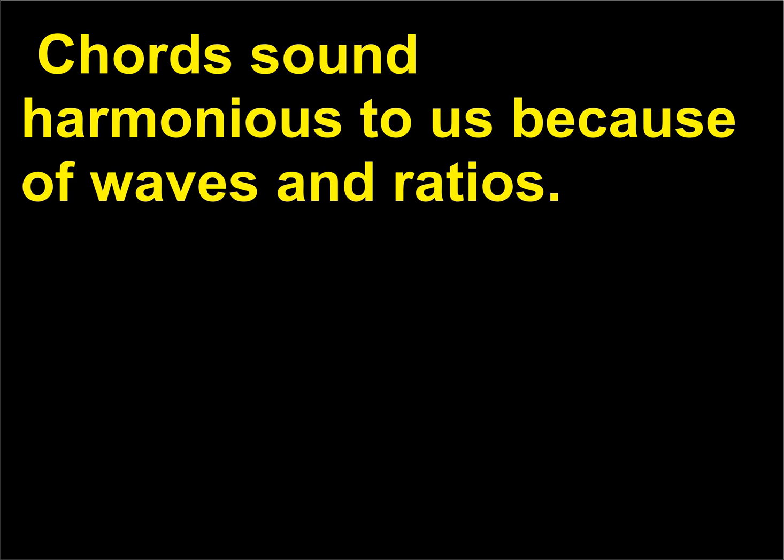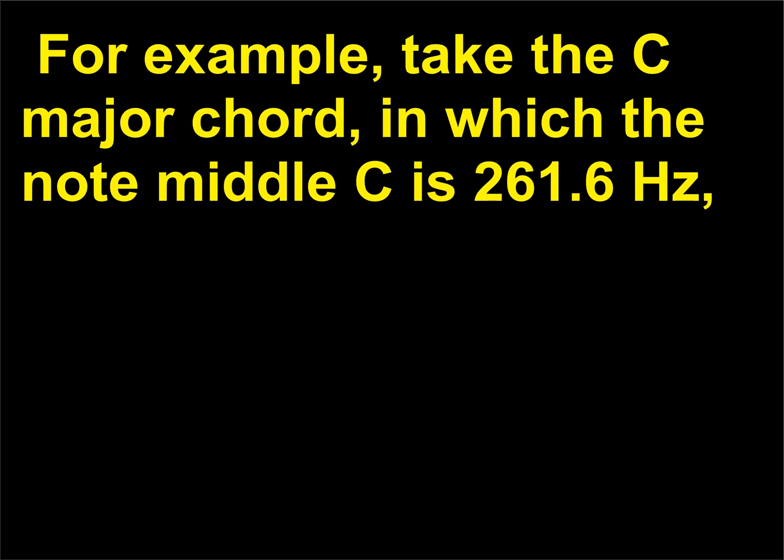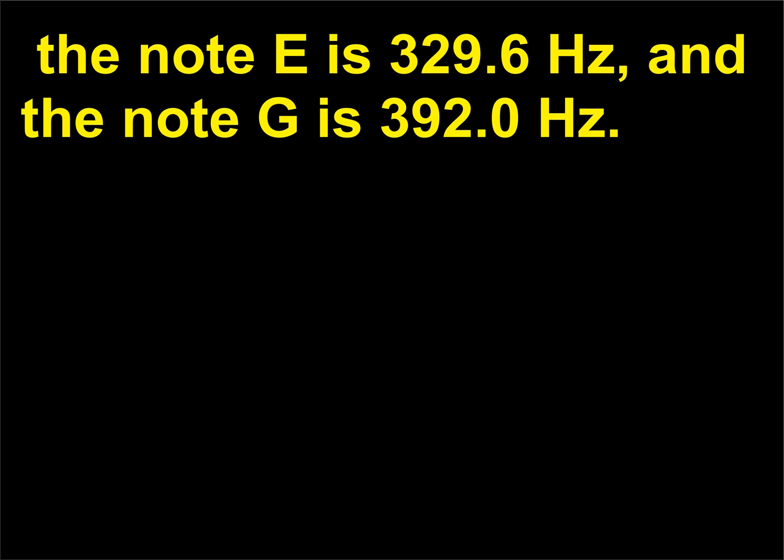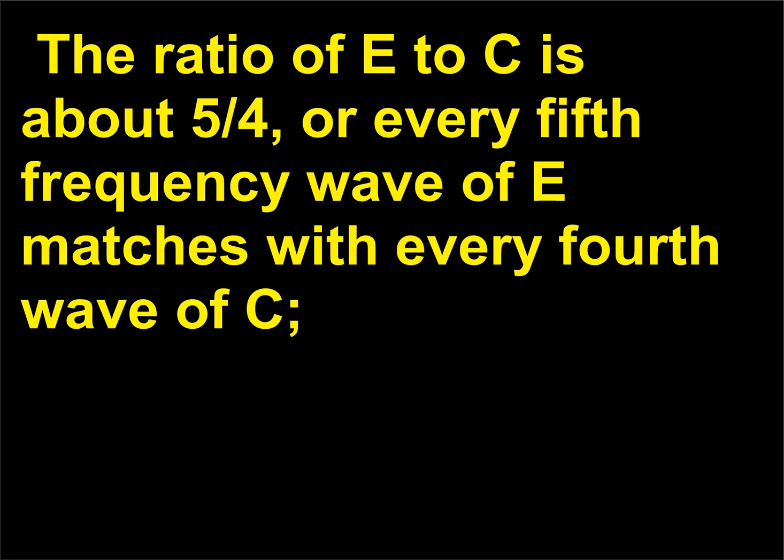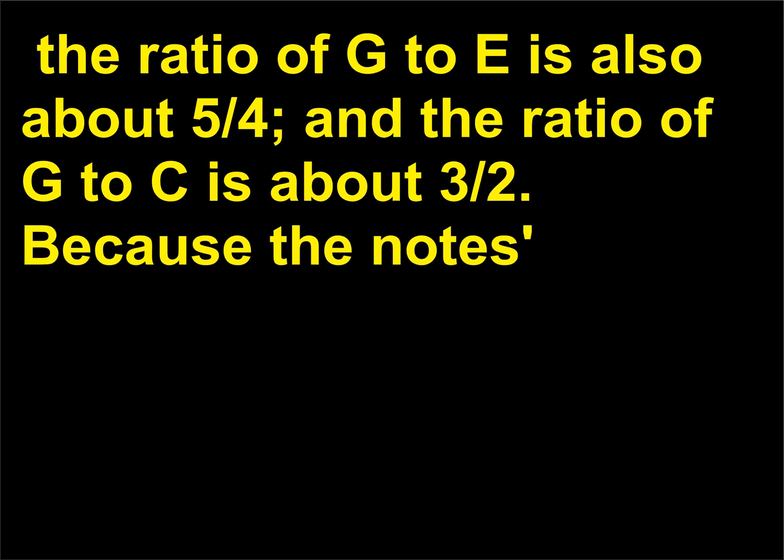Chords sound harmonious to us because of waves and ratios. For example, take the C major chord, in which the note middle C is 261.6 Hz. The note E is 329.6 Hz, and the note G is 392.0 Hz. The ratio of E to C is about 5/4, or every fifth frequency wave of E matches with every fourth wave of C. The ratio of G to E is also about 5/4, and the ratio of G to C is about 3/2.